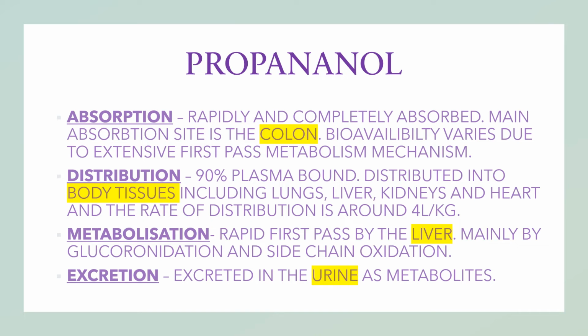Metabolization: rapid first pass by the liver, mainly by glucuronidation and side chain oxidation, which are the processes within the liver that facilitate the metabolization of propranolol. And then excretion: it's excreted in the urine as metabolites.